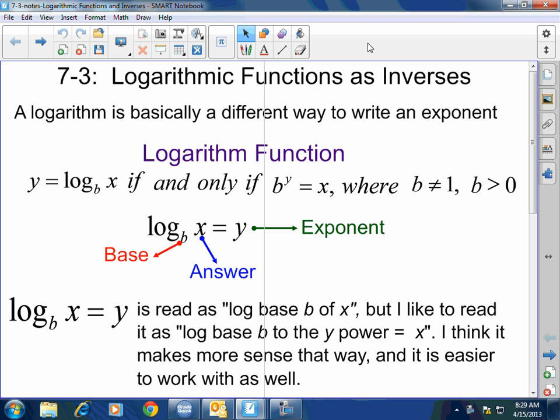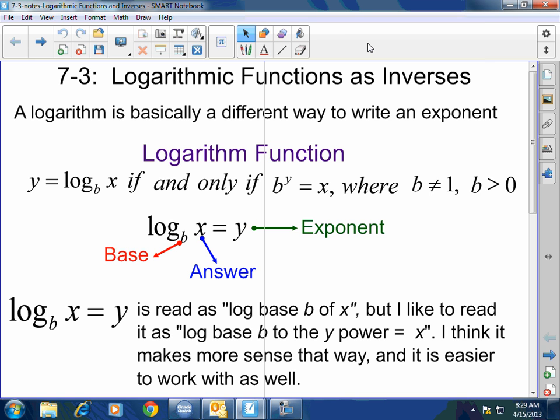Today we are going to continue with logs, and today we're actually going to be really introducing logs. Logs are the inverse of exponentials.